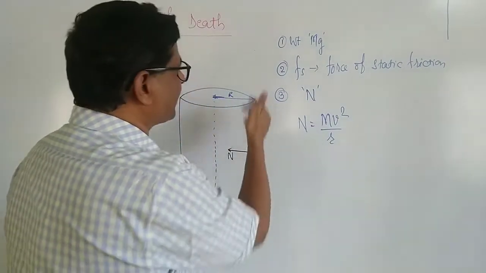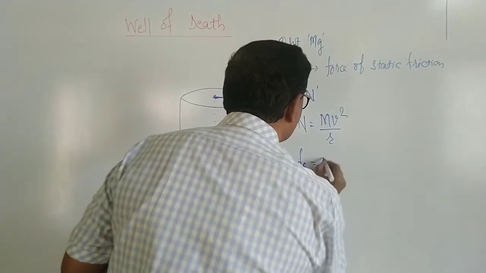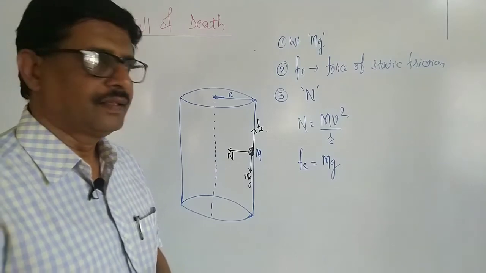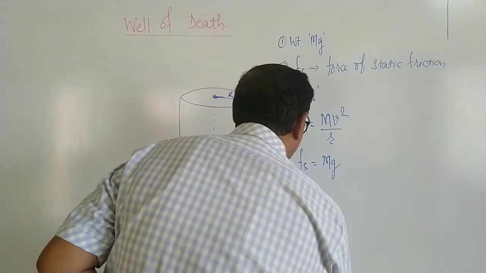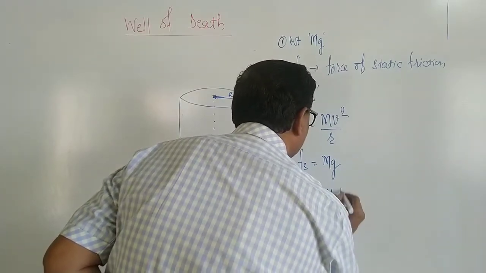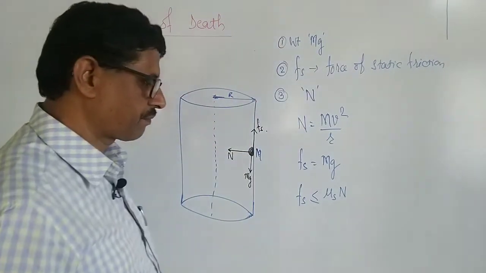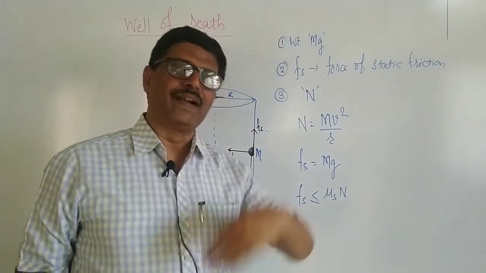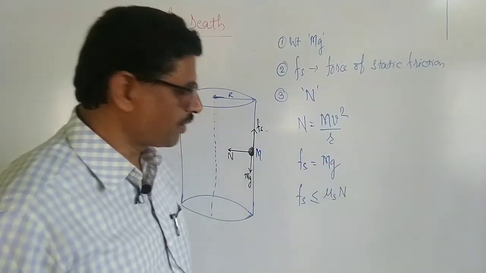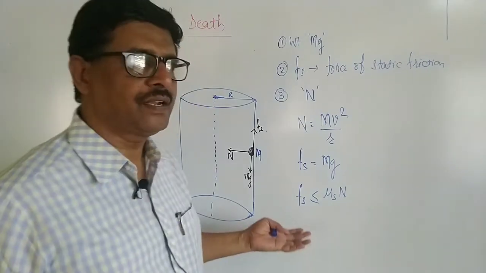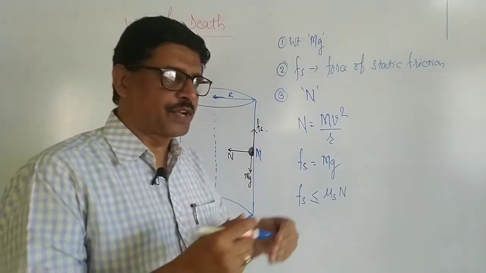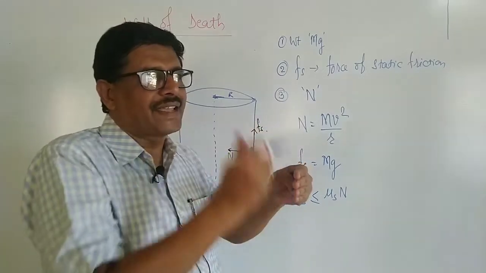For vertical equilibrium, the force of friction is equal to the weight mg. The limiting value of the force of friction, from the laws of friction, should be less than or equal to mu s into N. Fs is the limiting value, the maximum value of the force of friction. It should always be less than or equal to mu s N, where mu s is the proportionality constant, the coefficient of static friction. It is static because it avoids the downward sliding.